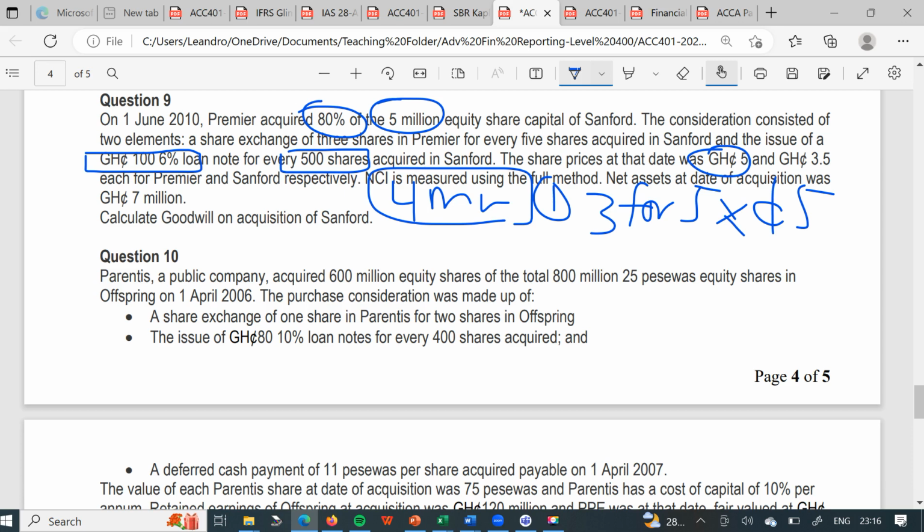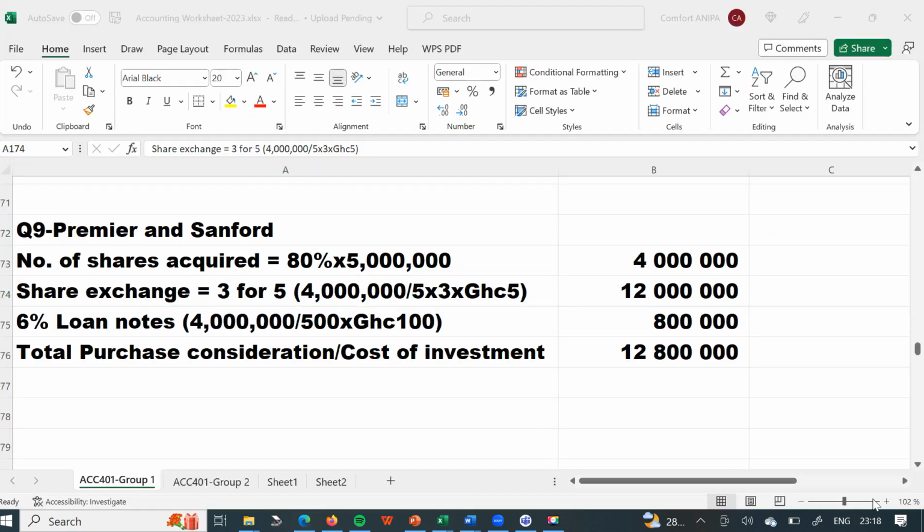Your NCI is measured at full method. Net asset at the date of acquisition is 7 million. And you can see that you were told NCI is measured at full method. That's all you are told. You have to know that 20% is for NCI and 20% of 5 million is 1 million shares. Those shares will be valued at 3.5, the price of Sanford shares, and that will give you your NCI for this question. Let's look at it.